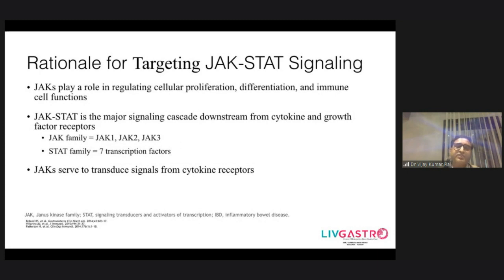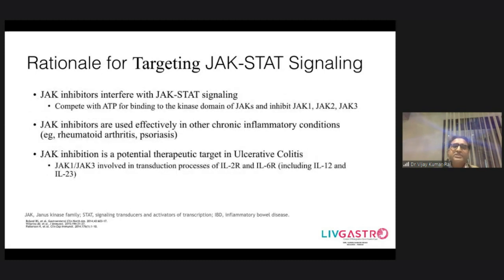So the JAK family consists of JAK1, JAK2, and JAK3. And there's a STAT family which has 7 transcription factors. So JAKs serve to transduce signal from cytokine receptors. So when the cytokines act on the T cells, then the JAK pathway gets activated, and that leads to release of cytokines. So JAK inhibitors interfere with JAK-STAT signaling. They compete with ATP for binding of the kinase domain of JAKs and inhibit JAK1, JAK2, JAK3. So JAK inhibitors are used effectively in other chronic inflammatory conditions like RA and psoriasis.